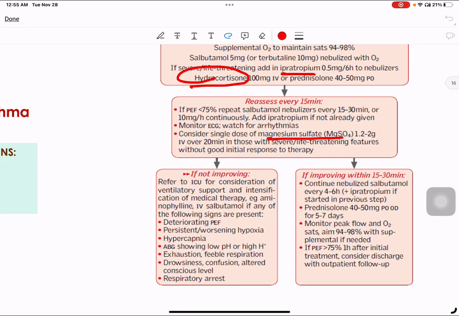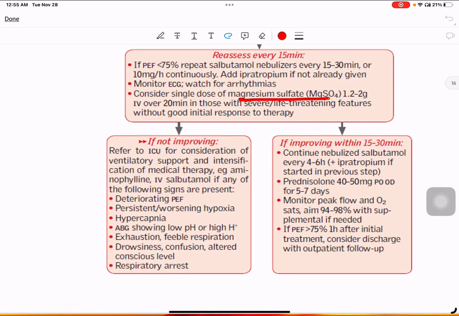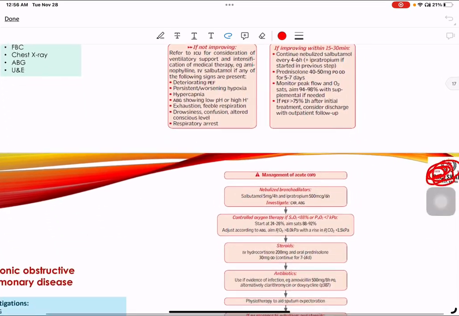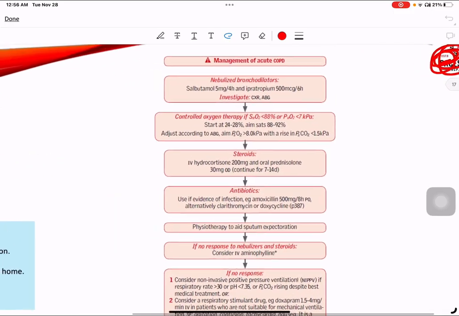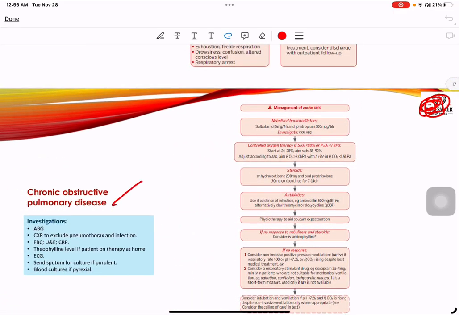If the patient is improving, then we give a short course of steroid for the next 5 to 7 days, and we give nebulization. But if the patient is not improving, we have to take the patient to the intensive care unit, because the patient may develop respiratory failure or respiratory arrest, in which case the patient may need mechanical ventilation. So we have to shift the patient to ICU. So what is the management of COPD, chronic obstructive pulmonary disease?